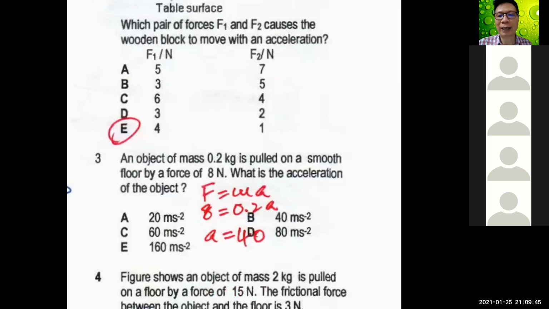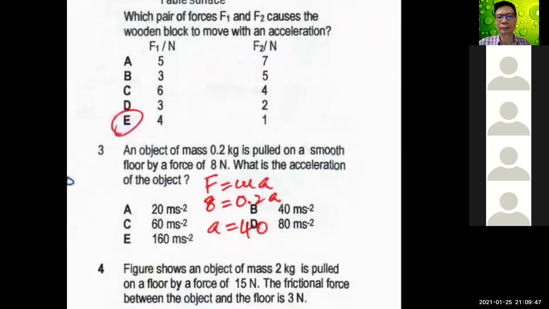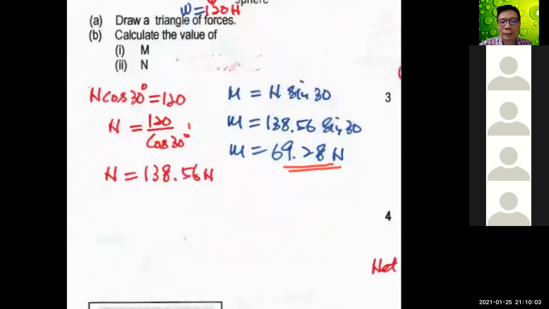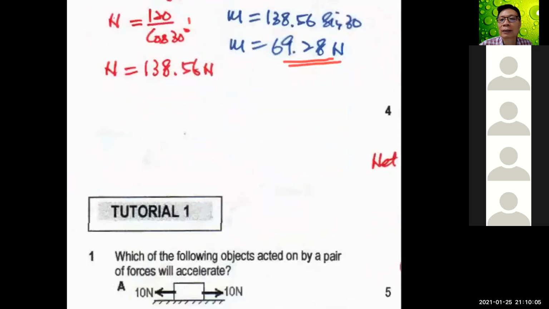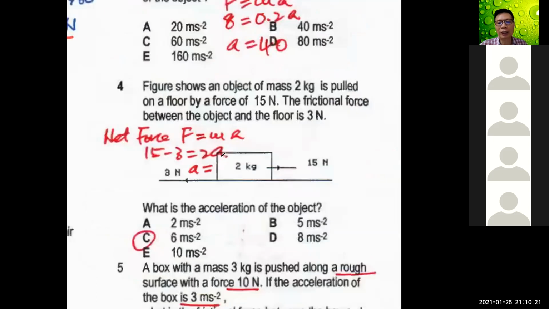Number 4, anyone want to give the answer? The figure shows an object of 2 kg pulled on the floor by a force of 15 Newton, friction is 3. And now what does the question ask about? Someone gave the answer already. C. Ji Hao says C. Let's see. Yes, correct. Ji Hao, you are correct. Answer C. Now you see the solution here?